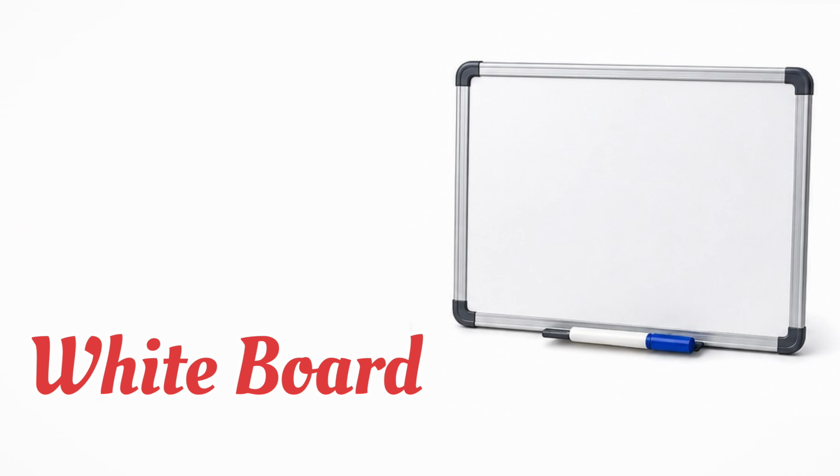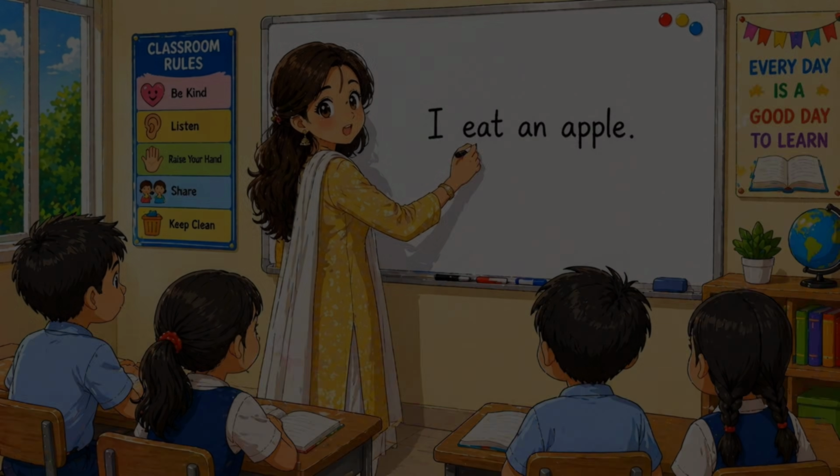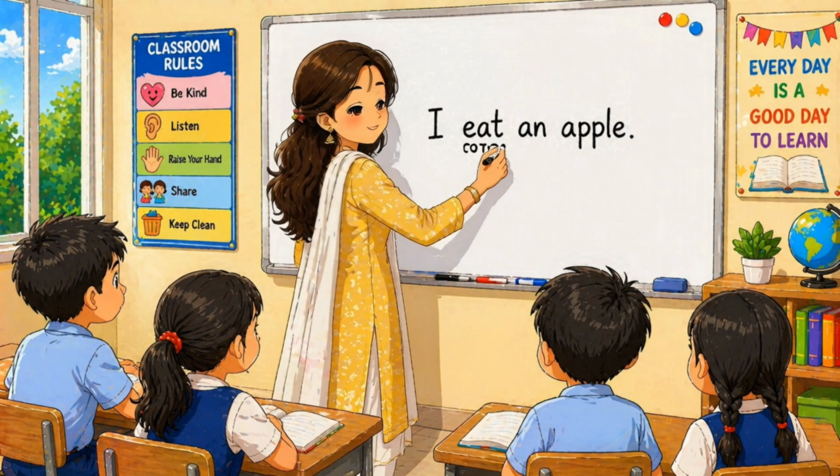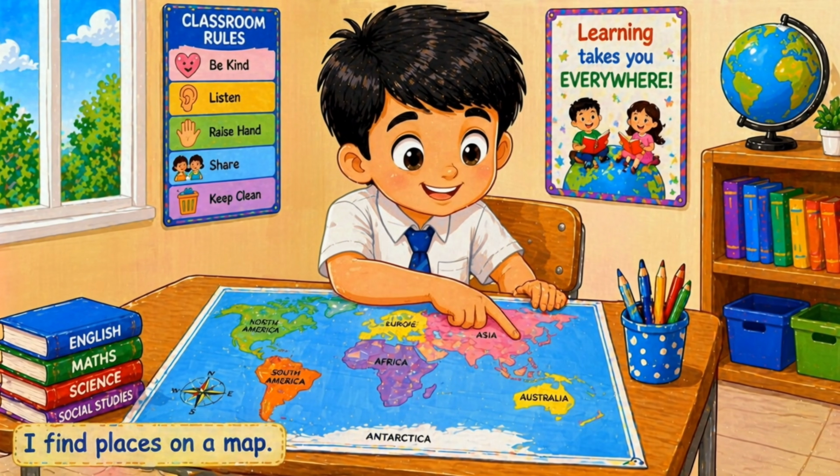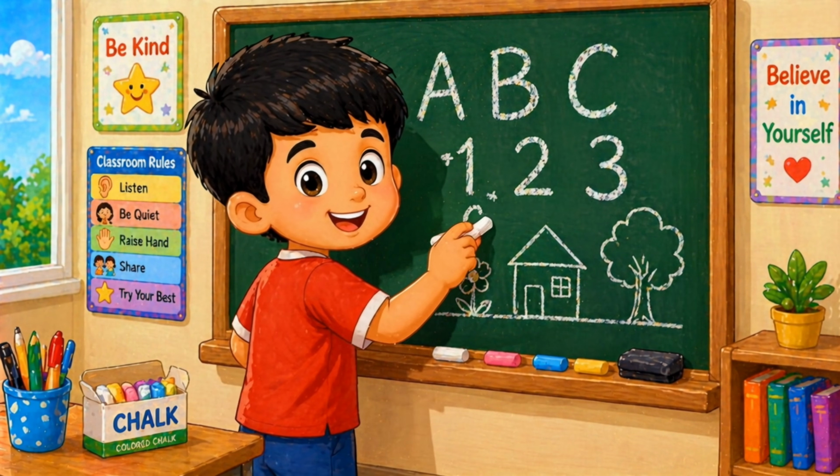This is a whiteboard. Teacher writes on the whiteboard. This is a map. I find places on a map. This is chalk. I write with chalk.